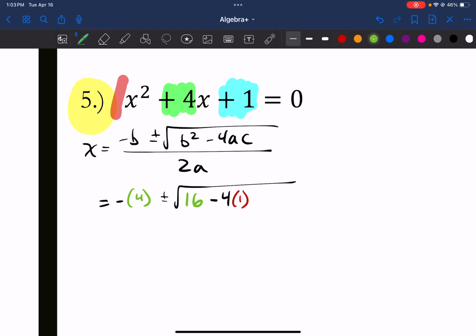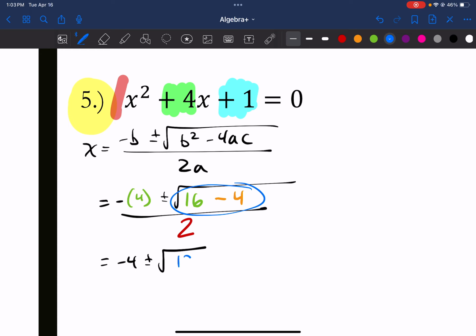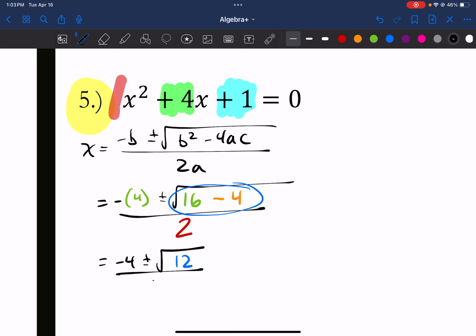Times 1 times c, which is just negative 4 times 1 times 1, which is negative 4. If you start seeing that you can start combining things, go ahead and do that. It'll save you some time. And then 2 times a is just 2 because it's 2 times 1, which is 2. So now I get negative 4 plus or minus the square root of 12 all over 2.